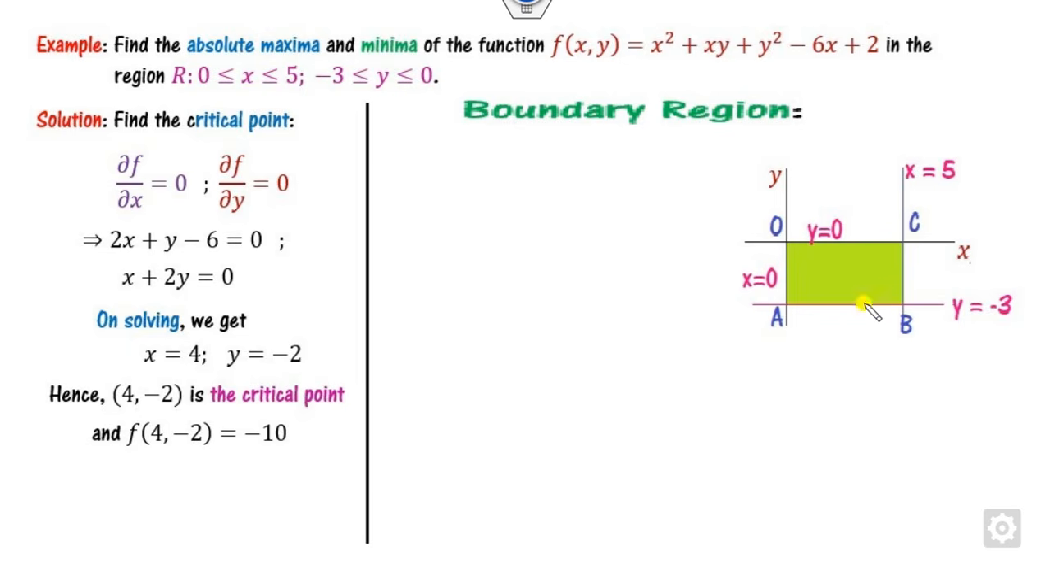So I can call it OABC. It means we can start firstly with OA, then go for AB, then for BC, and then from CO.